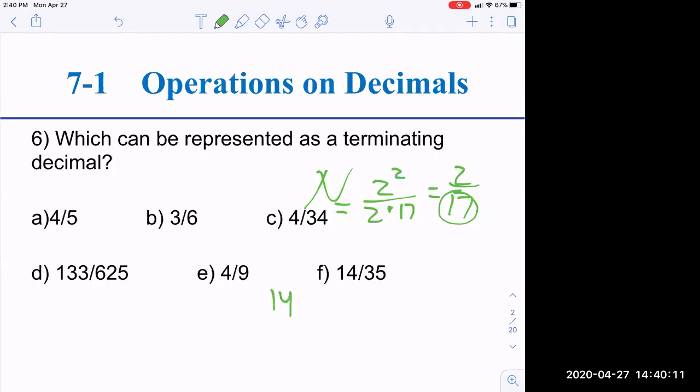14/35. So that's 2 times 7. 35 is 5 times 7. That reduces to 2/5. It's just 2's or 5's. This is a yes. And I'll let you work on the other ones.